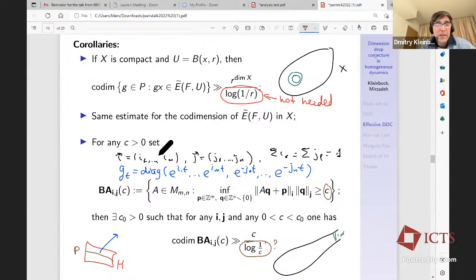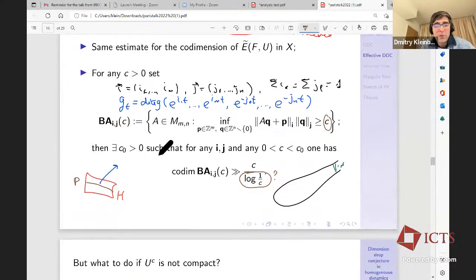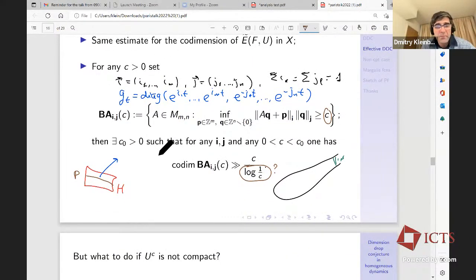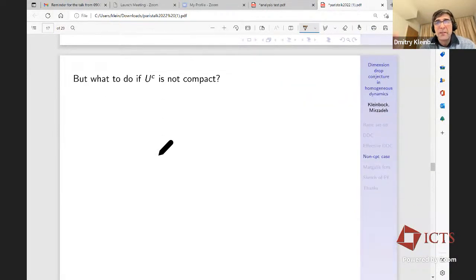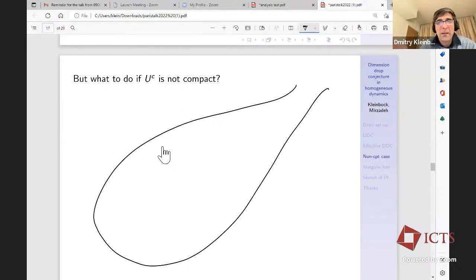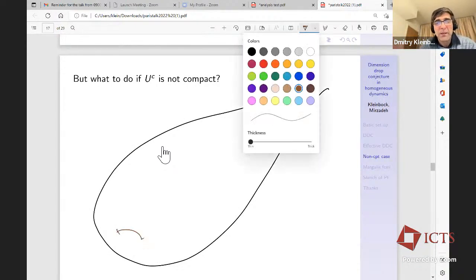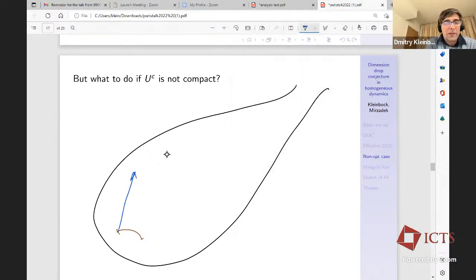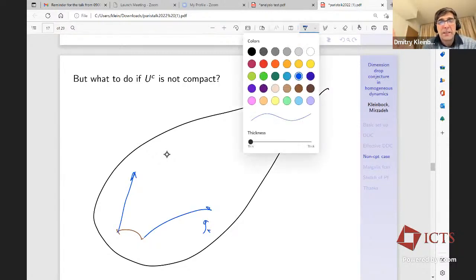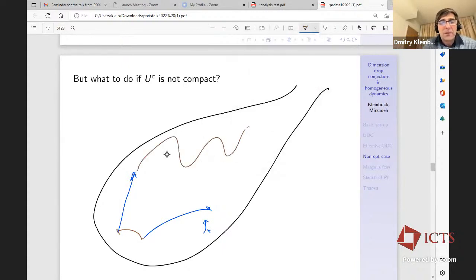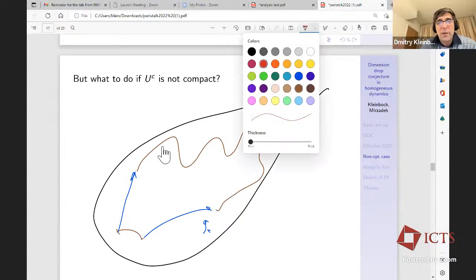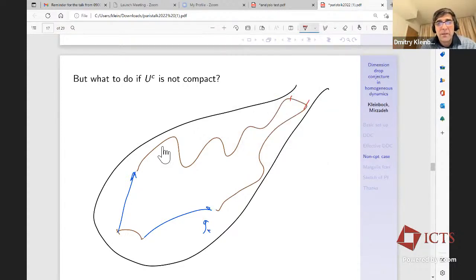Okay, so I'm getting to the main subject of my talk, namely what to do if the complement is not compact. Because unfortunately, this nice scheme is not working well. So now suppose you have some cusp, and you start by taking a piece of a P orbit, and then you apply this g_t, and it still gets equidistributed, but then part of it is quite far away. And when you apply it again, it gets maybe even further away and even further away.